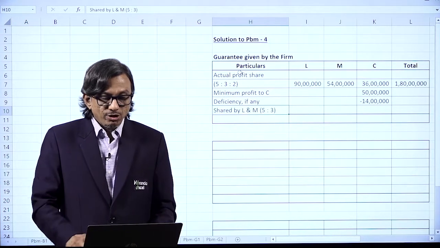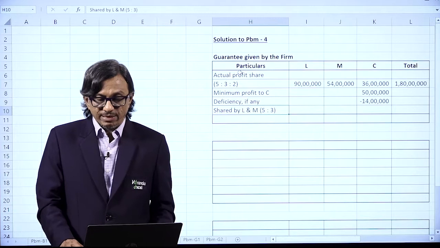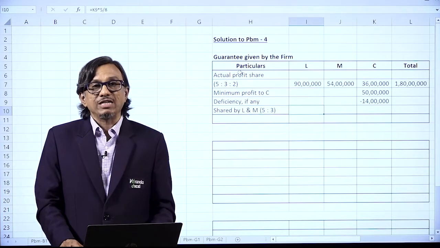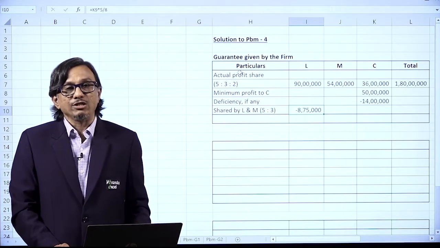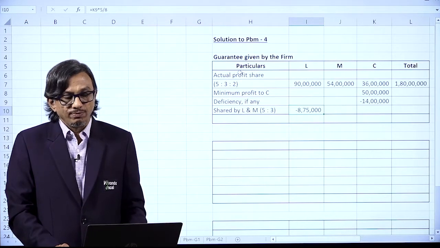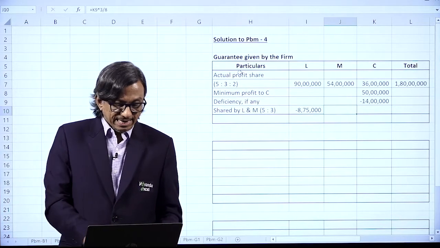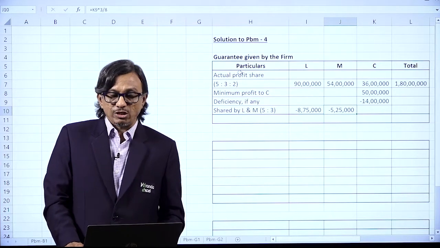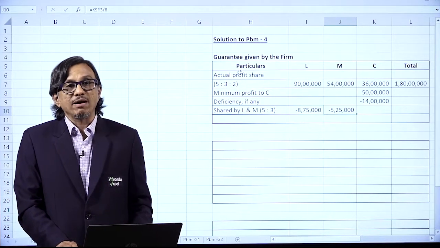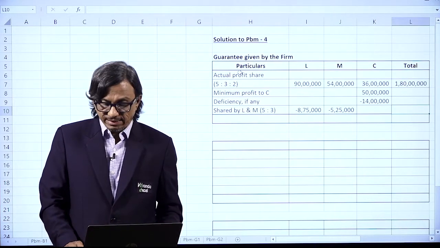So the deficiency is shared by L and M in the ratio of 5:3. Therefore, what is L's share of deficiency? It will be 14 lakhs into 5/8, which comes to 8,75,000. And in the case of M, it is 5,25,000, which is 14 lakhs into 3/8. So the total deficiency is borne like this.